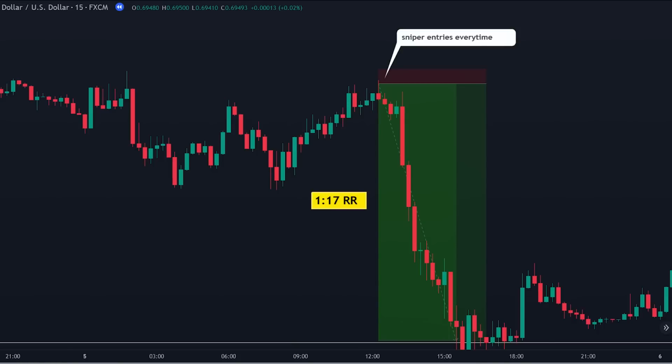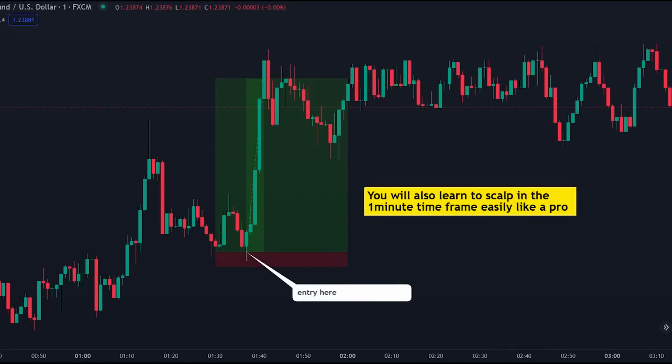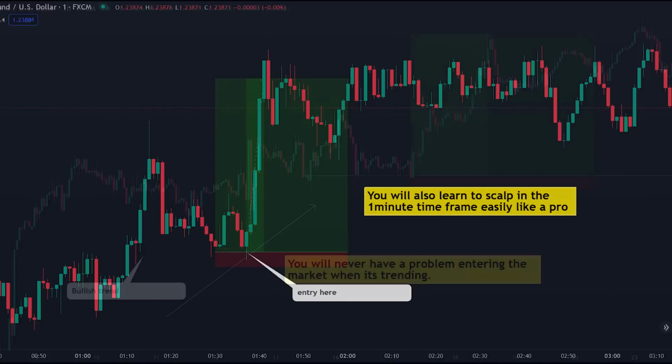You will also learn to make sniper entries like this one with zero drawdown. That will give you an insane risk to reward ratio on your trade setup. You will also learn to scalp any foreign exchange market. Even the 1-minute time frame will be easy to trade.